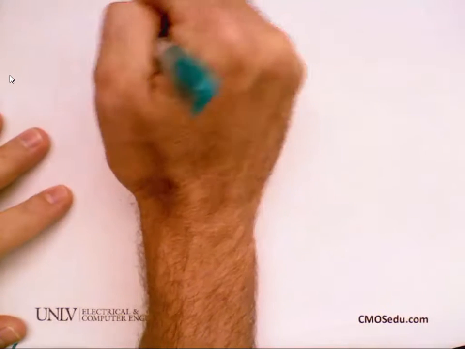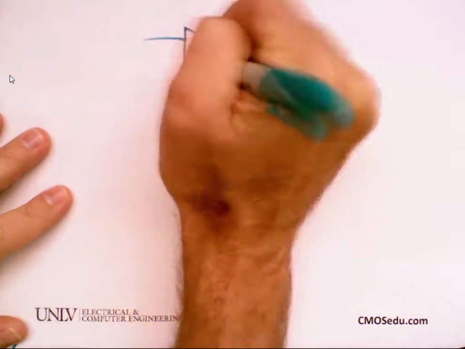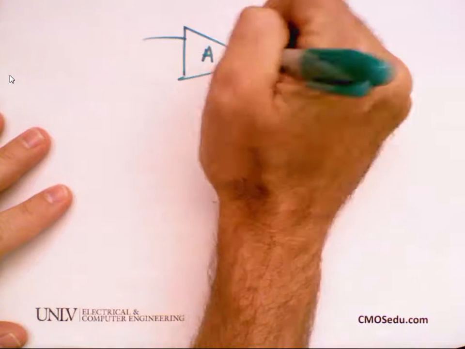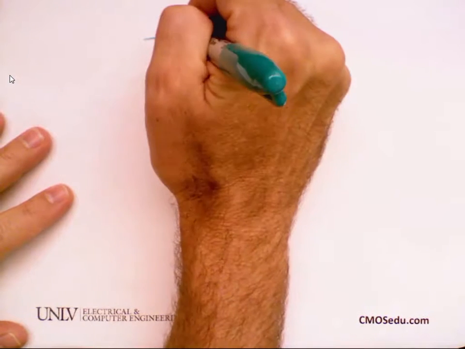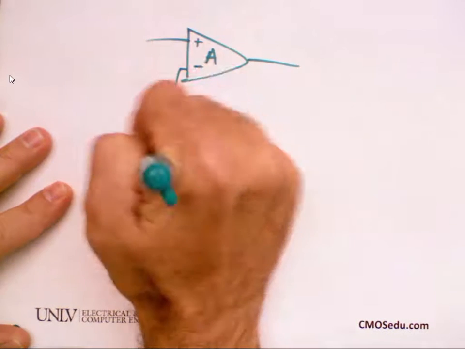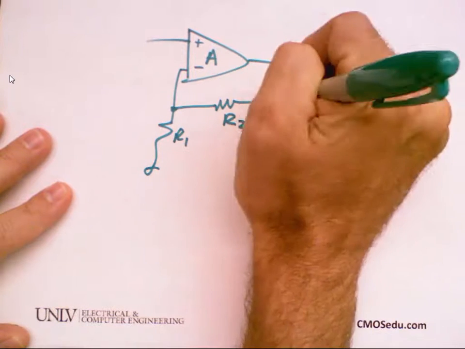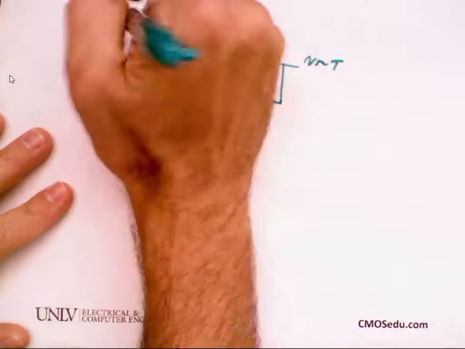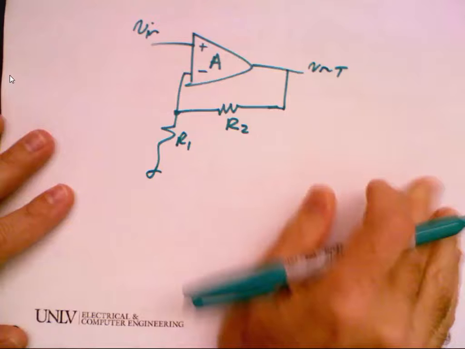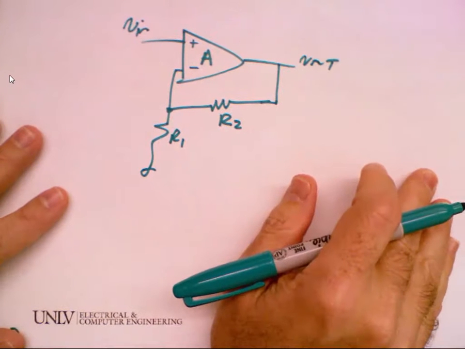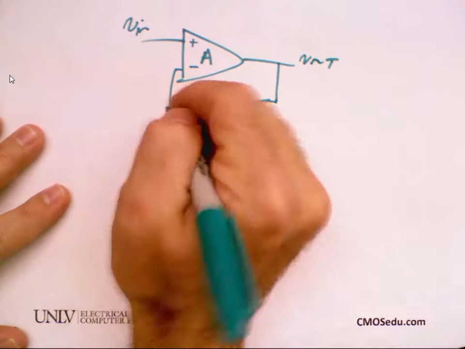All right, so I want to go through this simple op-amp circuit here just to refresh your memory. A, and then plus, minus, R1, R2, V out. That's why I don't fear failing. All right, so if I ask what's this voltage right here?